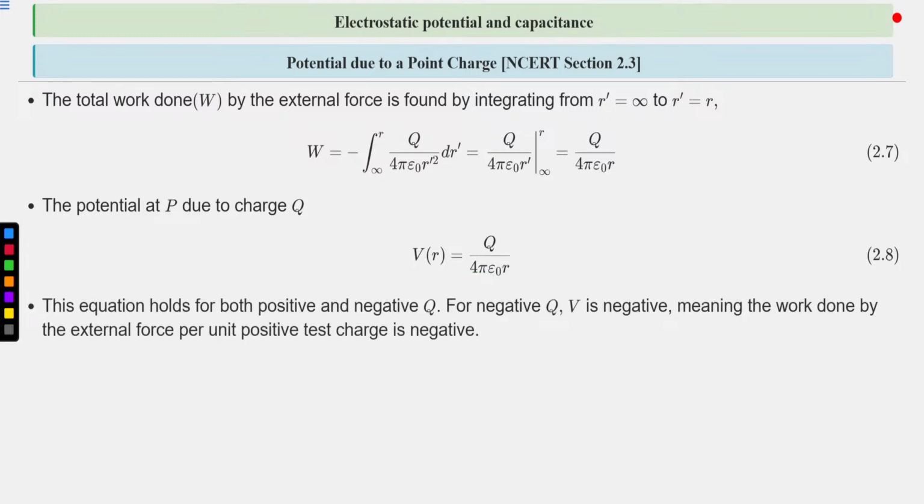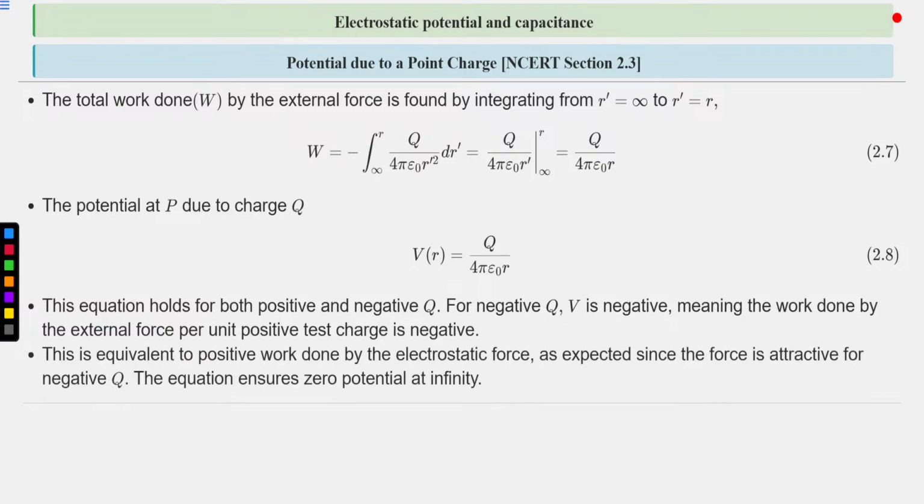This equation holds for both positive and negative charge. For negative charge, V is negative, meaning the work done by the external force per unit positive charge is negative. This Q will become minus Q and the potential will become negative. This is equivalent to positive work done by the electrostatic force, as expected, since the force is attractive for negative Q. This equation ensures zero potential at infinity. We have assumed zero potential at infinity, as already mentioned, since we are taking from infinity to r.